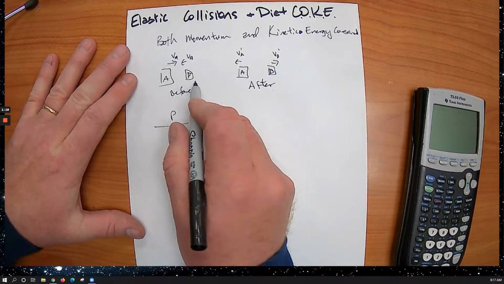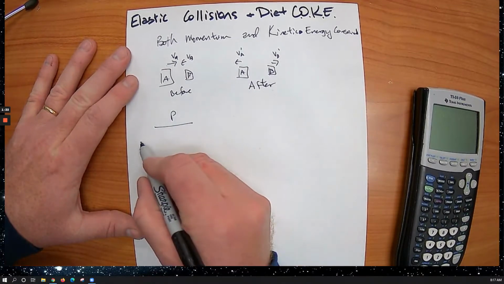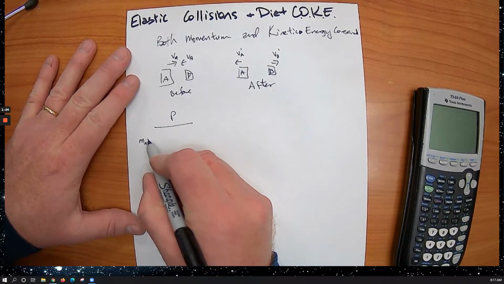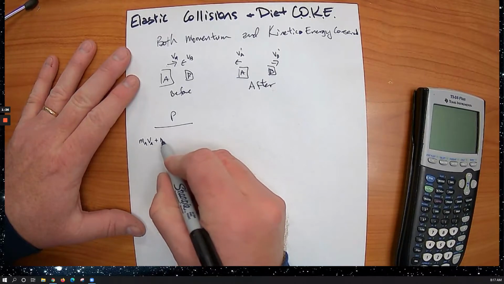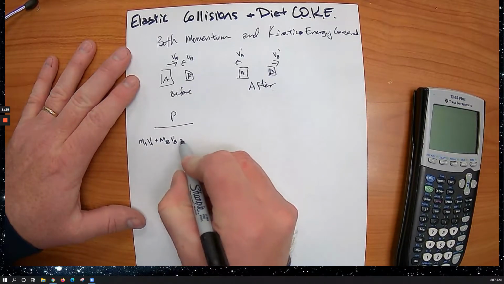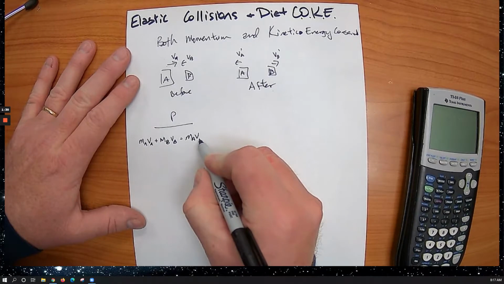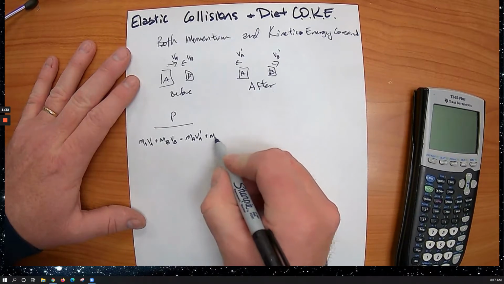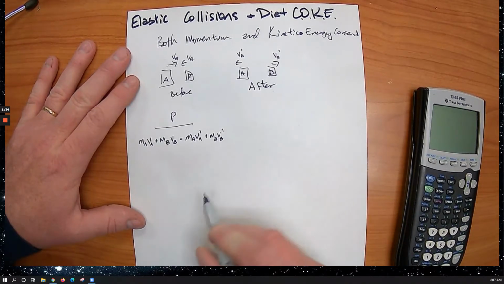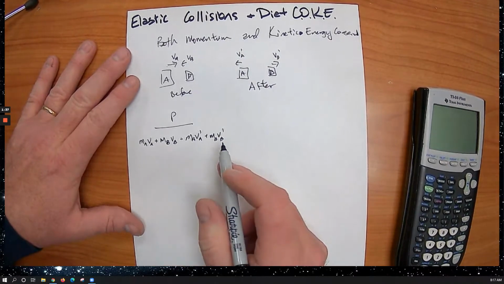By conservation of momentum, we know that the equation looks like this. The momentum before equals the momentum after. So that's going to be MAVA plus MBVB equals MAVA final plus MBVB final, right? Pretty straightforward.